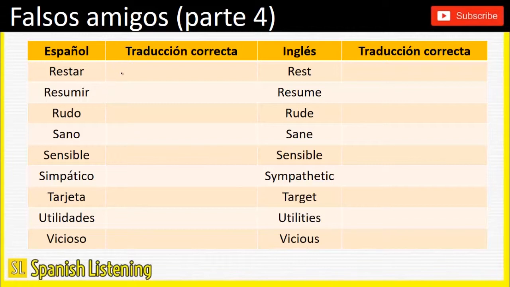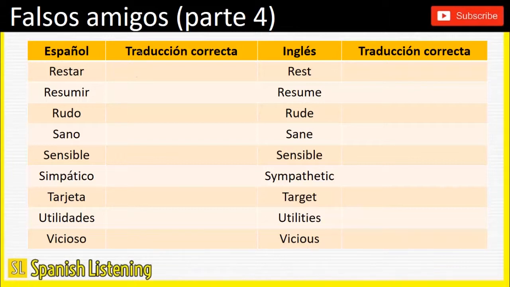As we have said in the previous videos, falsos amigos or false friends are words that do not mean the same despite their appearance, despite the way that when you see them you say, oh, probably restar means to rest or resumir means to resume. Well, in fact, they are completely different. The reason why they look so similar is because in most of the cases they have a common origin or a common etymology. But as we said, they have in fact different meanings.